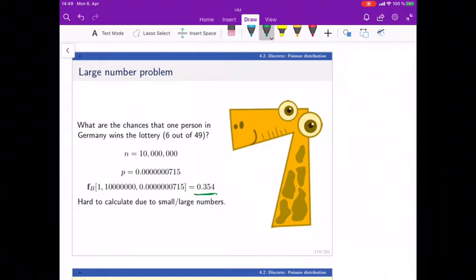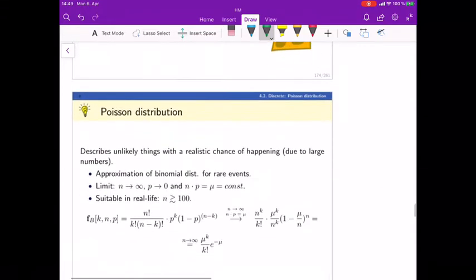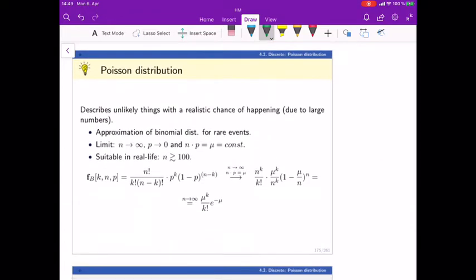But it's a combination of something large number combined with a very small probability. So large times small equals this. And that's numerically sometimes a bit challenging. And the idea of Poisson is to kind of simplify the binomial formula to get to a more simple formula that describes exactly this problem.